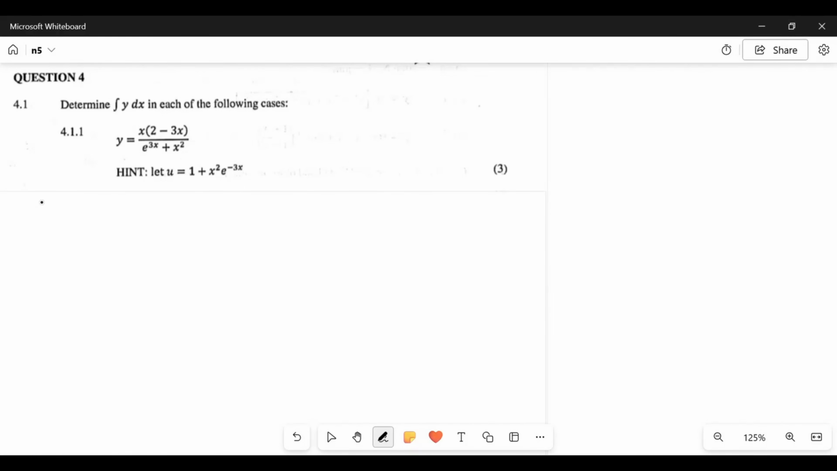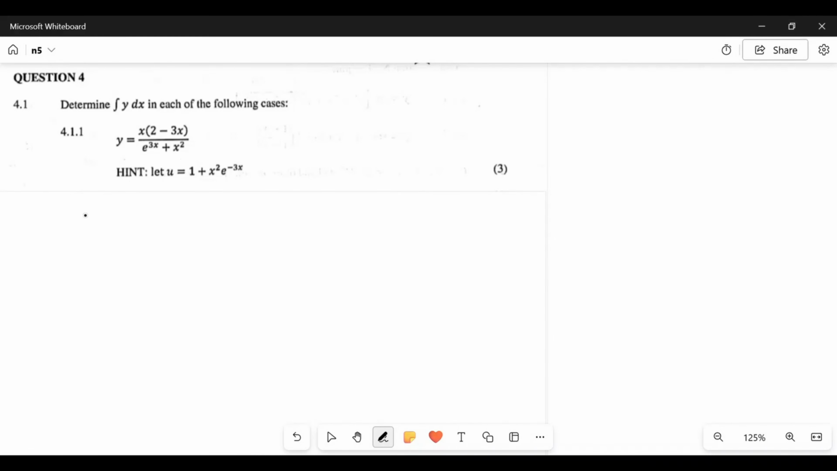All right, here's our 4.1.1. Now, like I said earlier, this question is supposed to be integrated. So in 4.1.1, we have y equal to, on the numerator, x open bracket 2 minus 3x close bracket, divided by, on the denominator, e to the power of 3x plus x squared. Now they also gave us a hint there. The hint goes like this: let u equal 1 plus x squared multiplied by e to the power of negative 3x. So we need to use substitution.